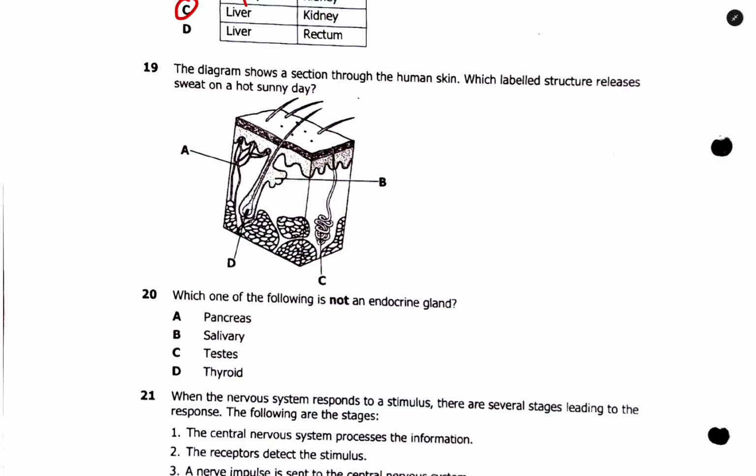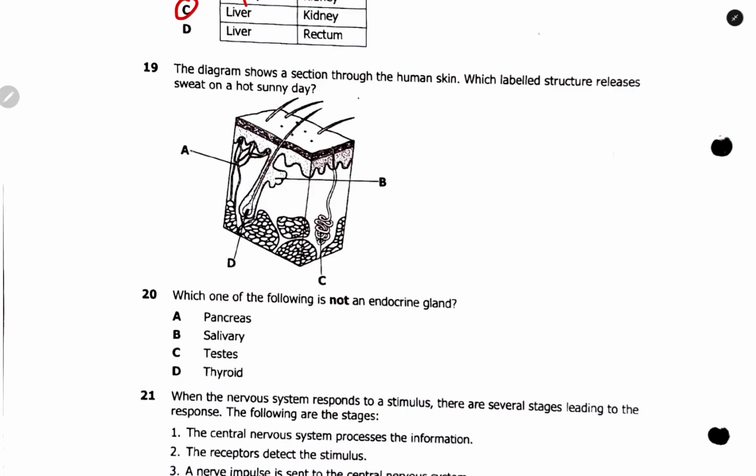Then question 19. The diagram shows the section through the human skin. Which labeled structure releases sweat on a hot sunny day? So please, you need to know the structure of the skin, and of course, what the parts are. And this part has been missing in section A, so maybe you might expect it, because normally it features in paper 1. So get to look at this on homeostasis, and the mechanism that occurs there in controlling the heat.